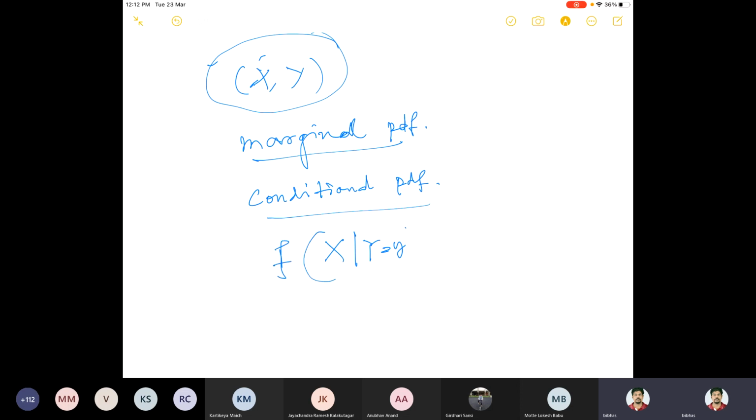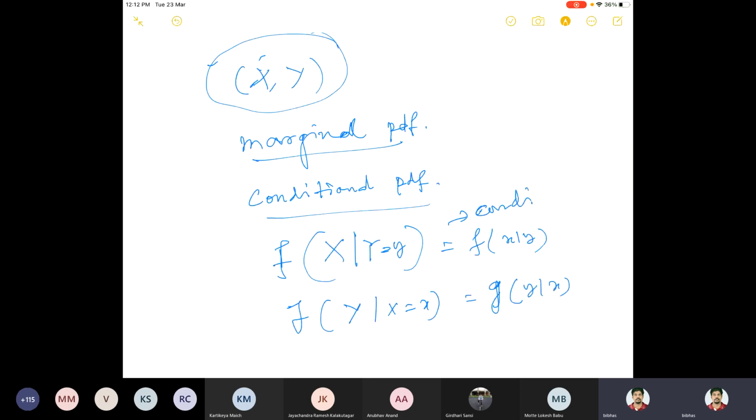So we talked about the PDF of this, and then we said this is a conditional PDF, which we denoted as f of X given Y. Similarly, we can do the same for Y, supposing X has some observed value. So we talked about, let's say it is G, Y given X. So this is the conditional PDF. Yeah, we talked about that.